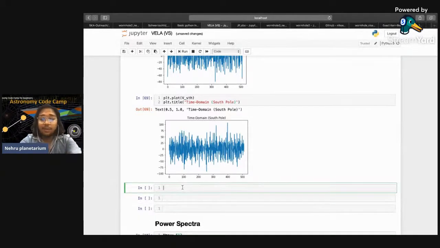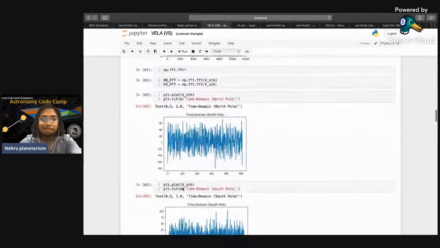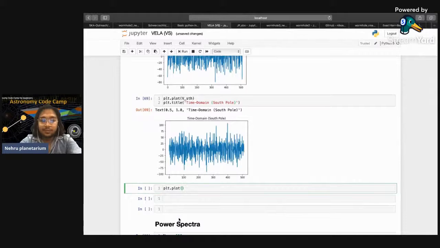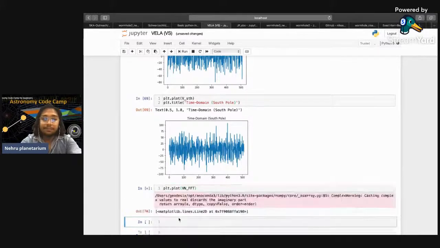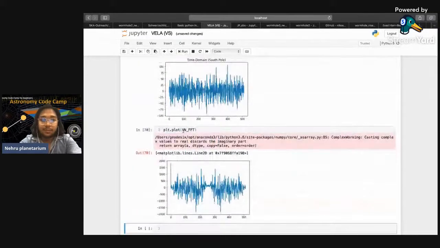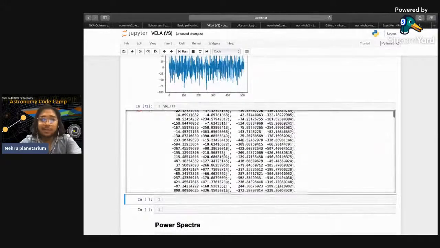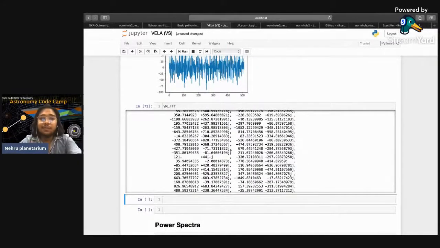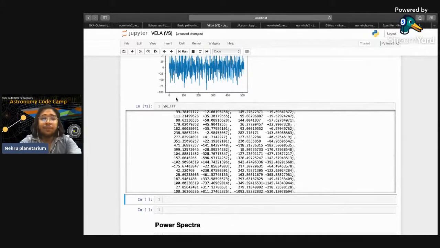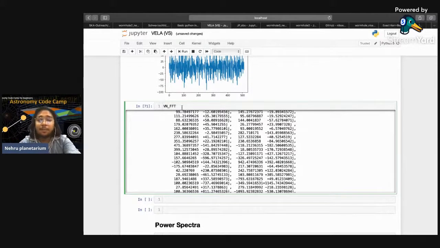So let's see how the frequency domain looks like. Plot vn_fft. So first, if you see how the data set is, it is basically in the complex domain, which obviously has to be, and that is the main point of doing the Fourier transform. It gives complex voltages as well, it gives a complex part. So we actually need to plot the absolute values, the absolute magnitudes.